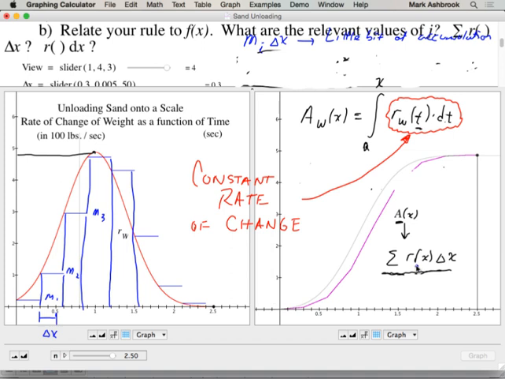When we summed up these r times delta x, it could be construed as or applied to the fact that that's also the formula for the area of a rectangle. Width of the base times the height each time. Width of the base delta x, height being the rate.